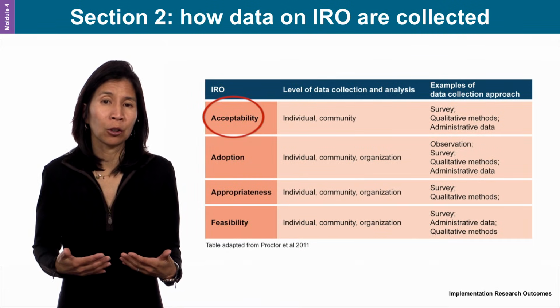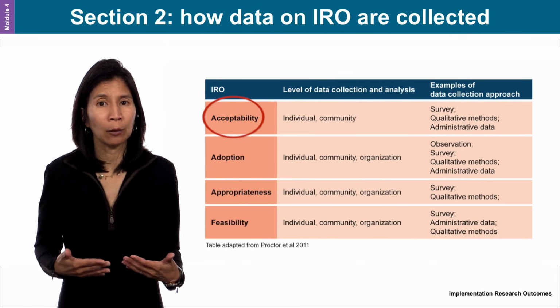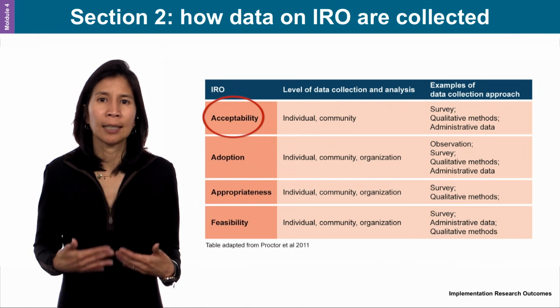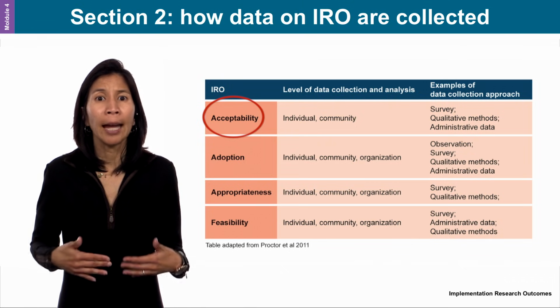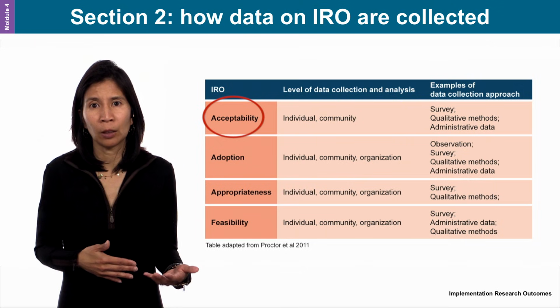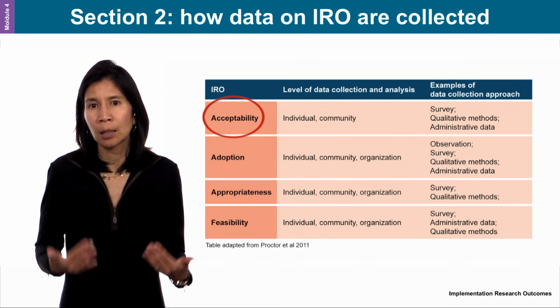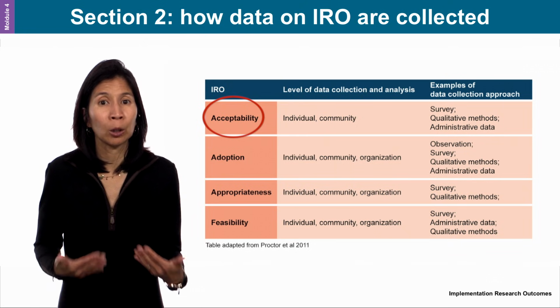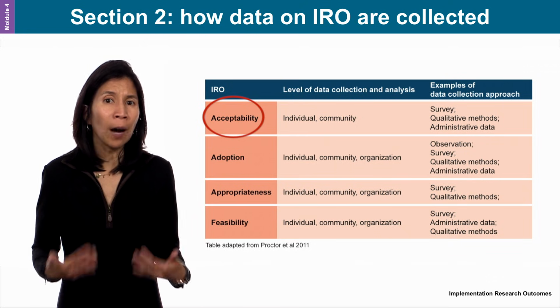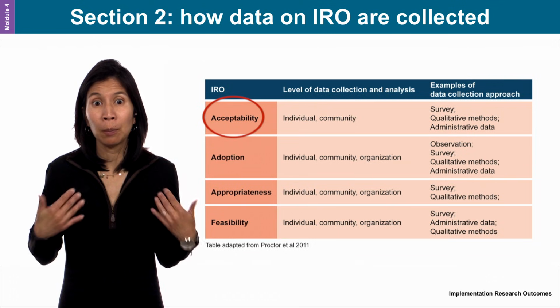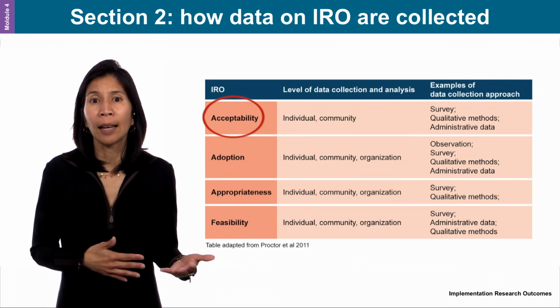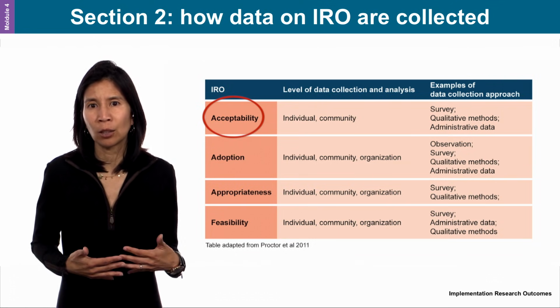Acceptability can be measured at the individual or community level through quantitative surveys that assess satisfaction. It can also be measured through qualitative interviews, including in-depth interviews or focus groups that explore participants' satisfaction with a particular intervention. And finally, acceptability can be measured through administrative data that collects data on service utilization over time.